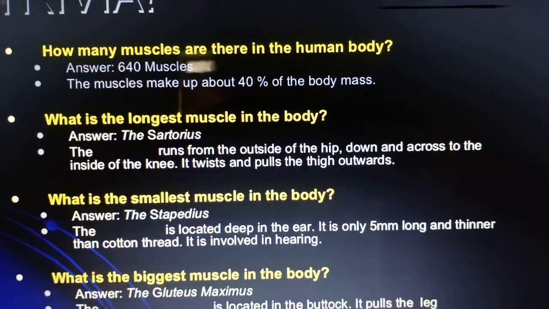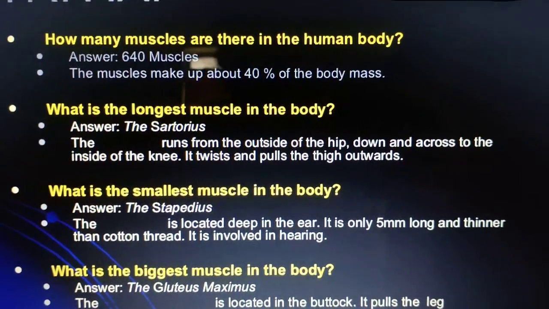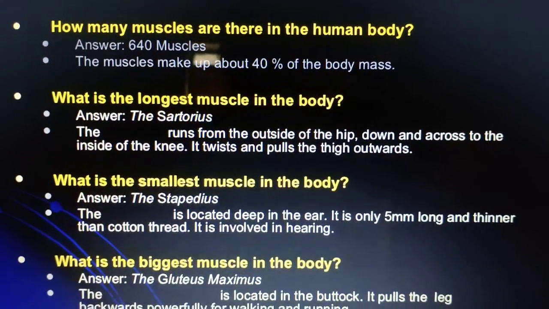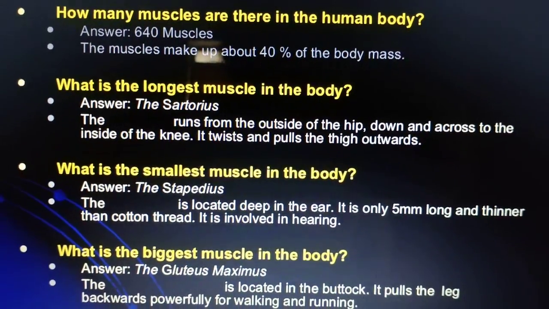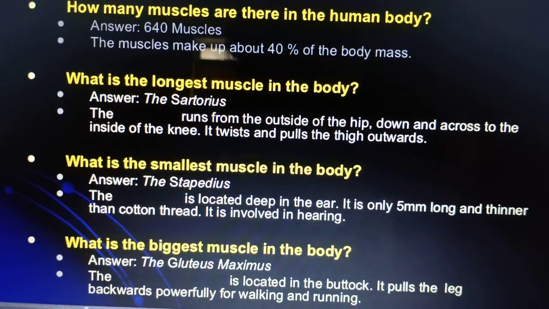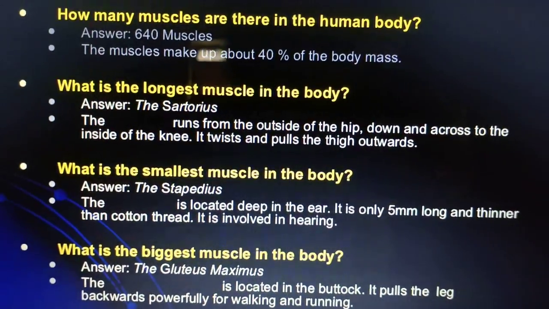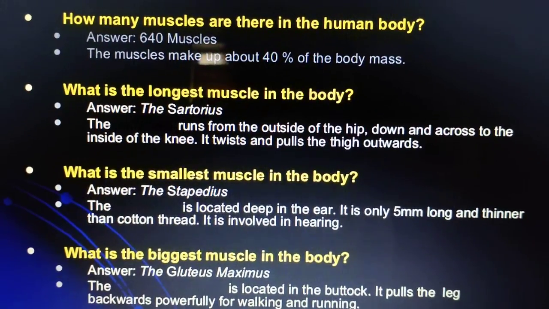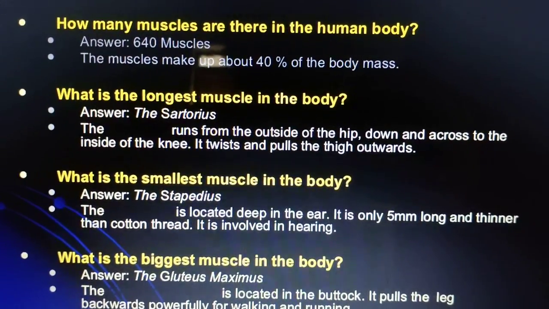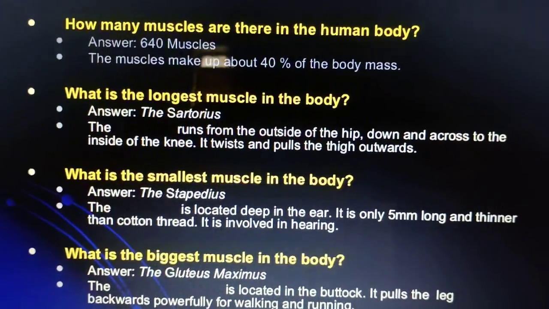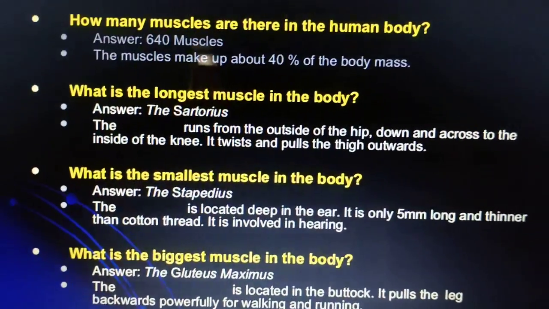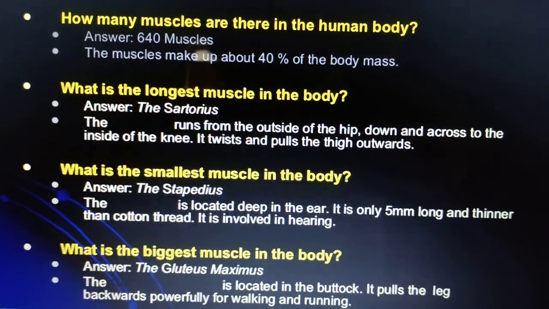Which is the longest muscle? That is the sartorius. The smallest muscle is the stapedius, and the biggest muscle is the gluteus maximus. And our body consists of a total of 640 muscles, making up 40% of our body weight. By this, we conclude today's class.